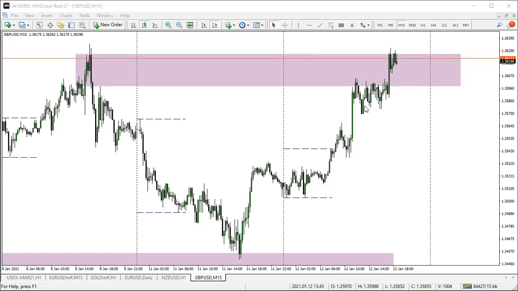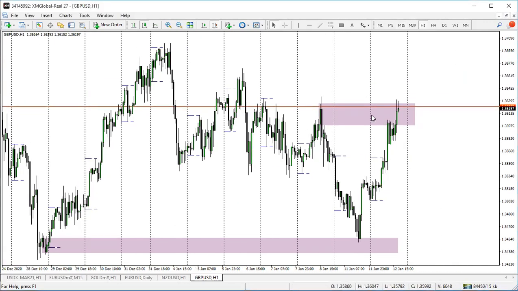So just like I said, you always want the lower time frame to support your higher time frame order block. So if you don't get a lower time frame BMS, do not sell. Wait for more confirmations. But at the moment, there's nothing yet.